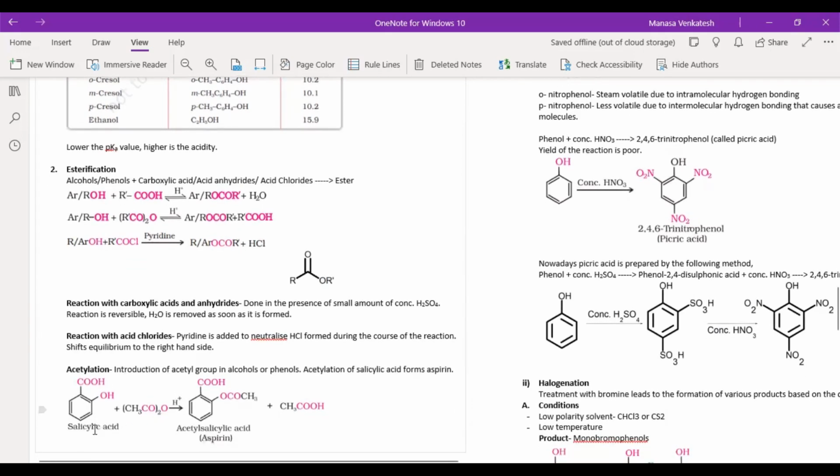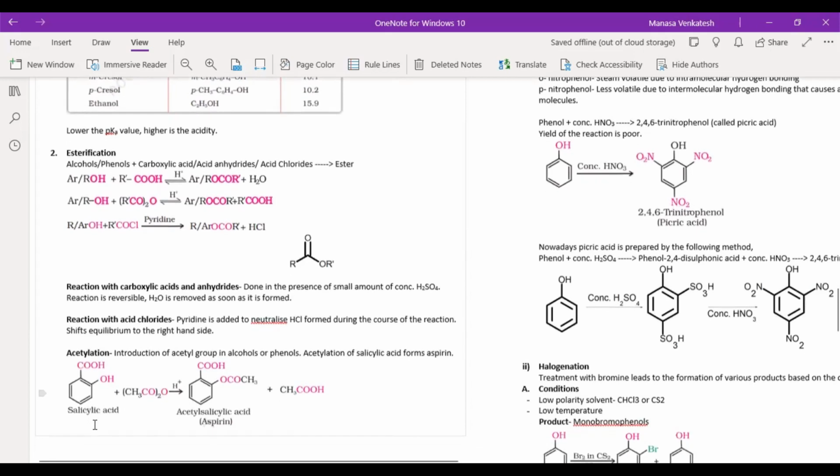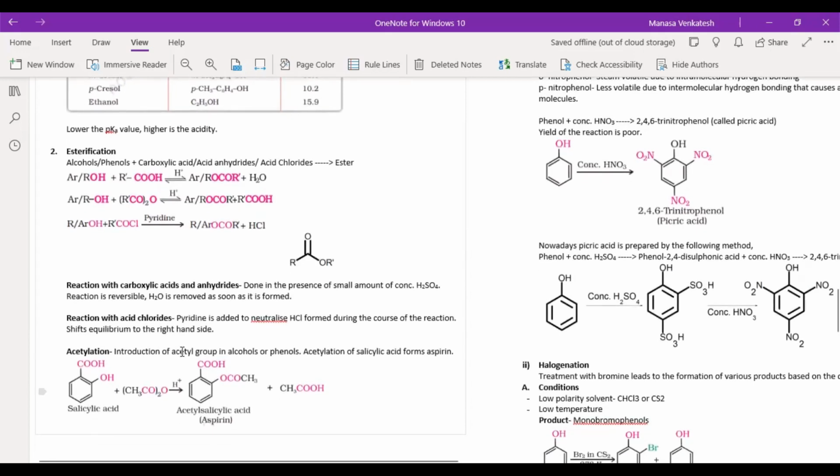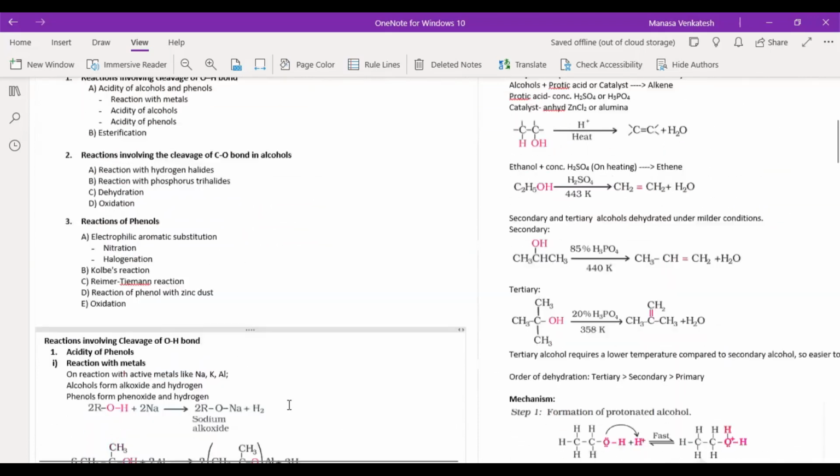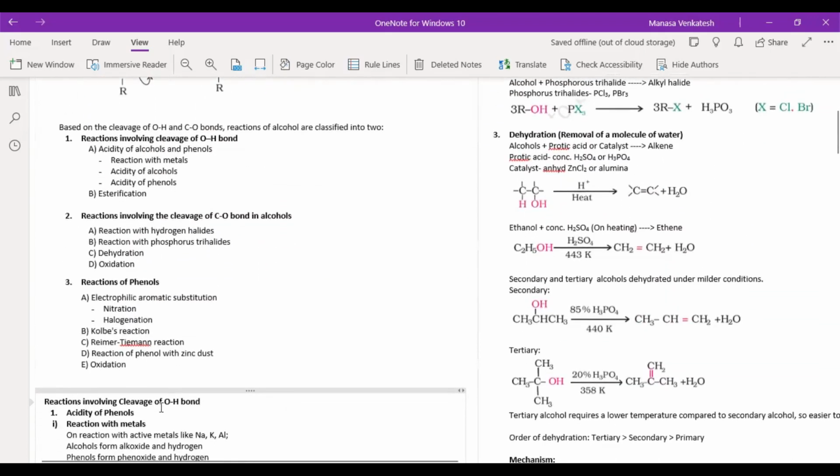Here we have salicylic acid. So salicylic acid is undergoing acetylation with acid anhydride to give us acetyl salicylic acid, which is aspirin. And this is the byproduct, which is acetic acid. With that, we're done with the reactions that involve the OH group.